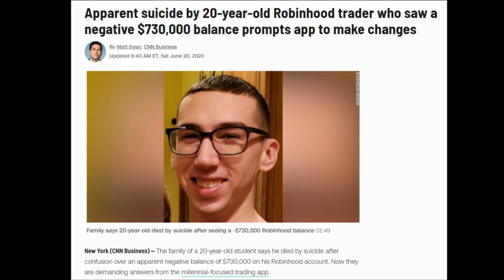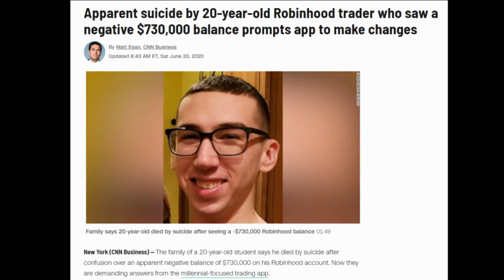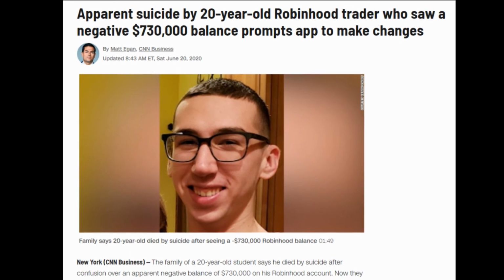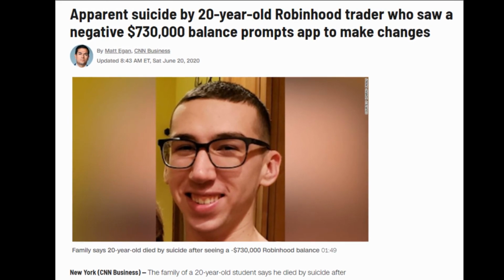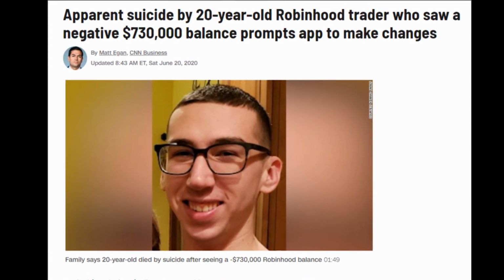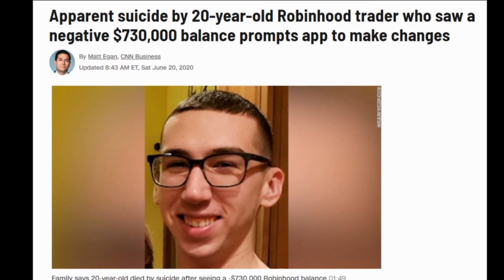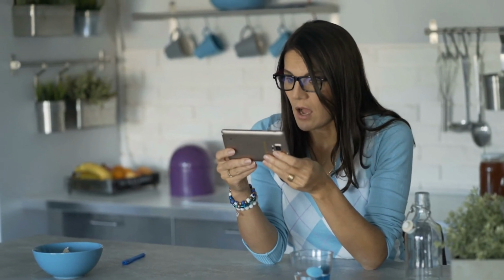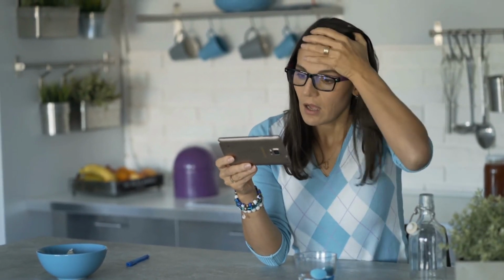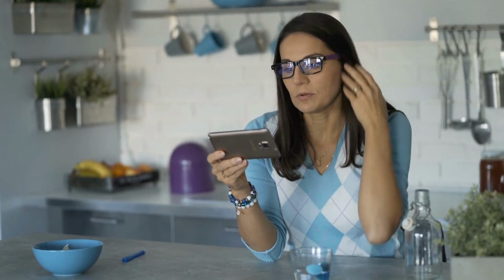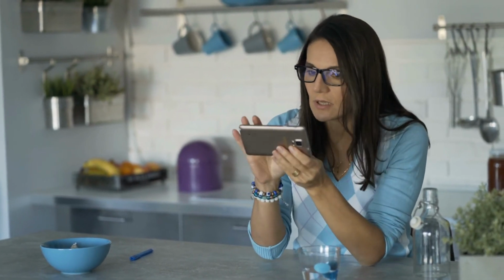Lastly, let's take a look at the most recent news. In June of this year, a young gentleman was trading on margin. He did not fully understand how it works and thought he owed a total of $730,000 when he saw a negative balance. He did not want to burden his family, so sadly he committed suicide. This news shocked the investment world, with people blaming Robinhood for not fulfilling its fiduciary duty and being to blame for the death of the young man.